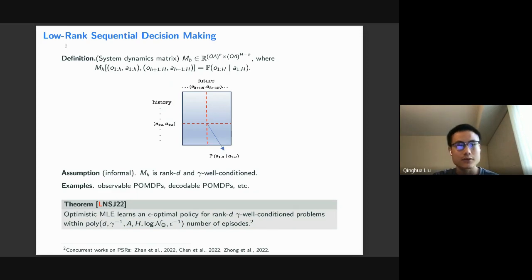So is there any question about this slide? Basically here we're introducing a general condition that can encompass observable POMDPs and decodable POMDPs.